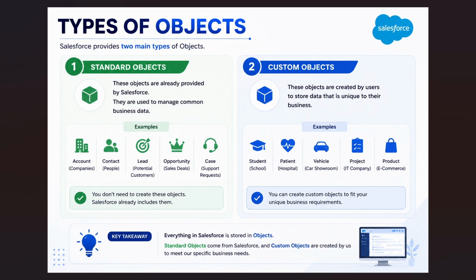But when we talk about custom objects, every business has unique requirements. For example, a school wants to store student records, a hospital wants to store patient records, or maybe a car showroom wants to store vehicle records. Since Salesforce does not provide these by default, we create our own custom objects, and that's exactly what we are going to do today. So now we are going to create a custom object.